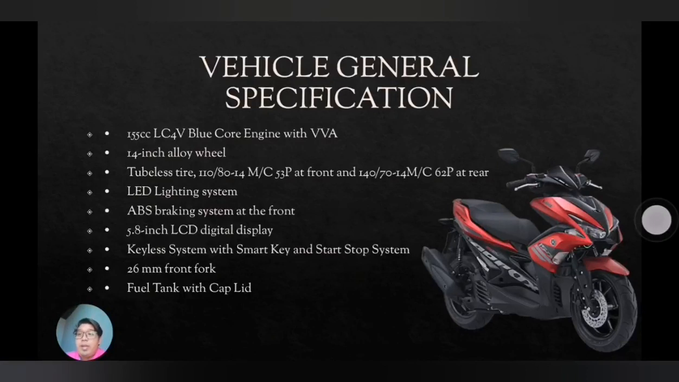This motorbike has an ABS braking system at the front and also has a 5.8-inch LCD display. What makes it very different is the keyless system with smart key and a start-stop system. The front fork is also big, which is 26mm. And the other one is the fuel tank with a cap lid.